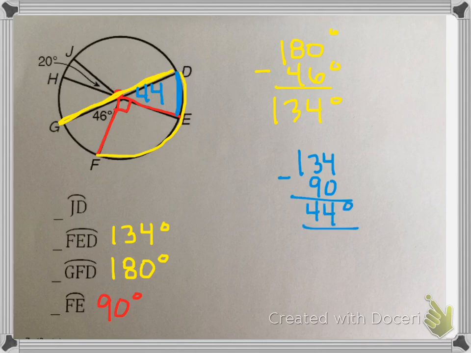The reason that's helpful is because if you look here, HE is a diameter, and so these are vertical angles. So this is 44 degrees over here. Arc HG is 44 degrees.